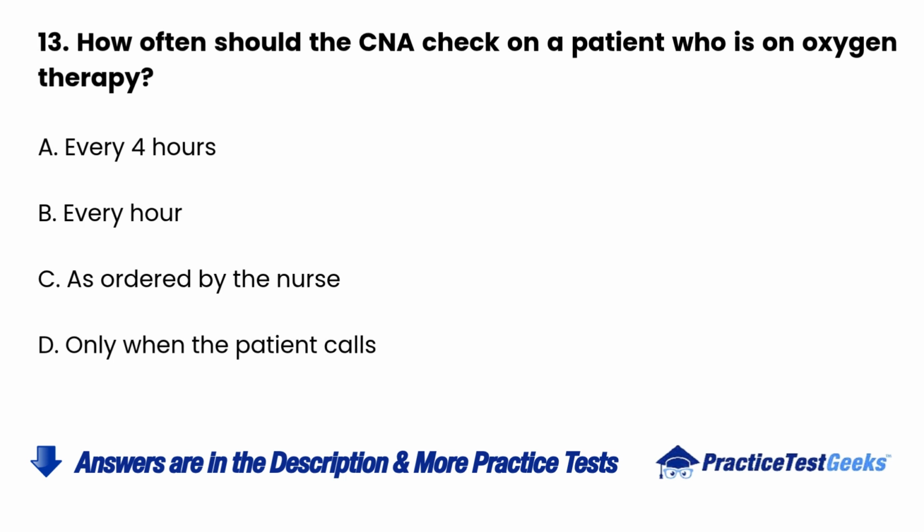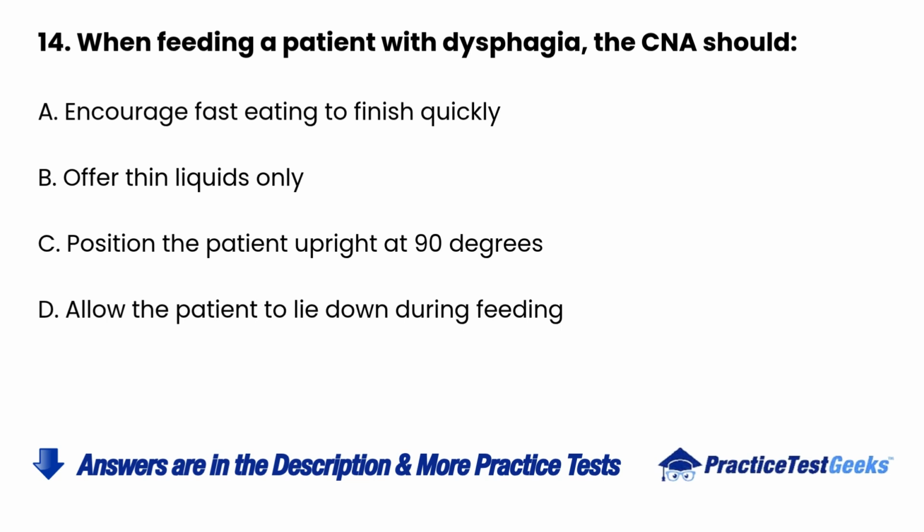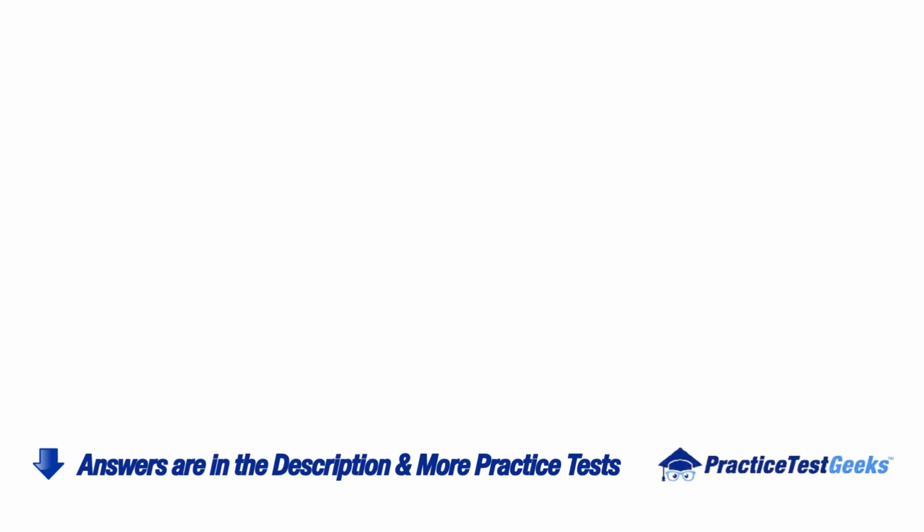13. How often should the CNA check on a patient who is on oxygen therapy? A. Every 4 hours. B. Every hour. C. As ordered by the nurse. D. Only when the patient calls. 14. When feeding a patient with dysphagia, the CNA should: A. Encourage fast eating to finish quickly. B. Offer thin liquids only. C. Position the patient upright at 90 degrees. D. Allow the patient to lie down during feeding.